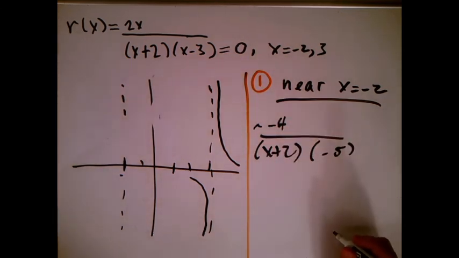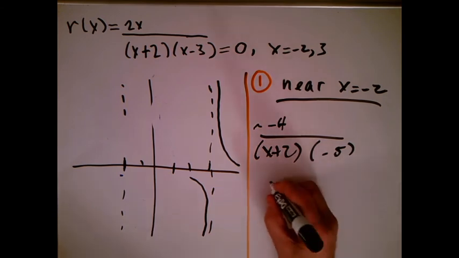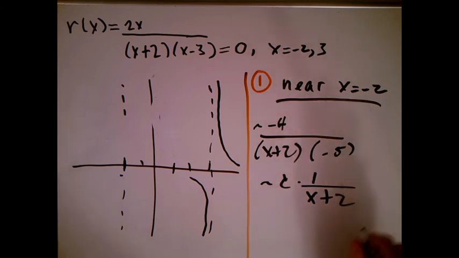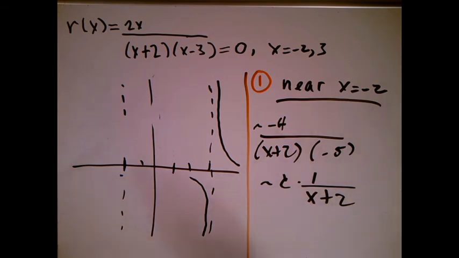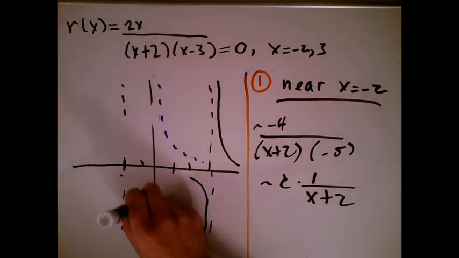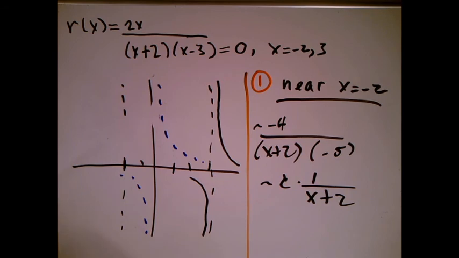Now what does this look like? Well, the minus 4 and the minus 5 just give me a positive constant. So that's going to be some positive constant times 1 over x plus 2. Well, what does 1 over x plus 2 look like? It looks like 1 over x, but shifted 2 to the left. And we know, like we just showed, 1 over x looks like this. And what we want to do is just move that 2 to the left.